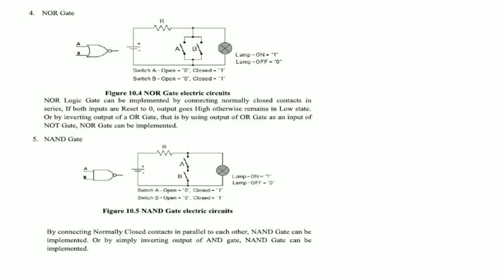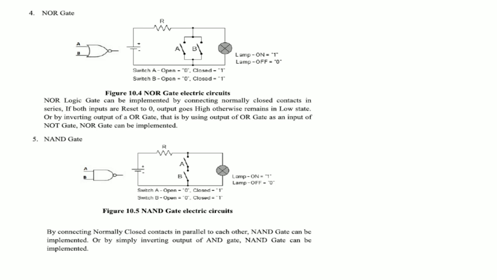So here are the universal gates, that is NOR gate and NAND gate. NOR gate can be implemented by connecting normally closed contacts in series. If both the inputs are reset, the output goes high, otherwise it remains in the low state. Or by inverting the output of an OR gate, that is, using the output of the OR gate as an input of a NOT gate, NOR gate can be implemented.